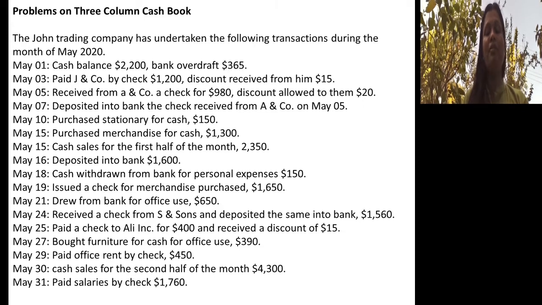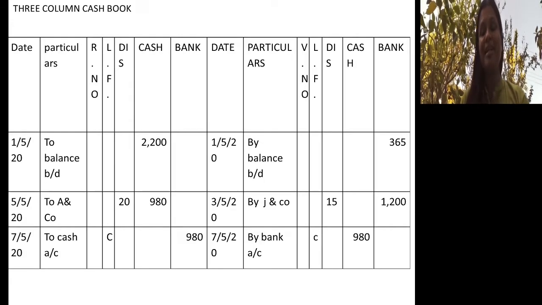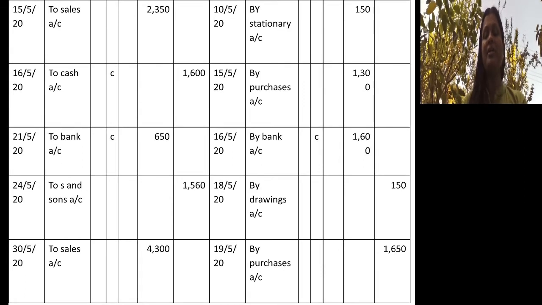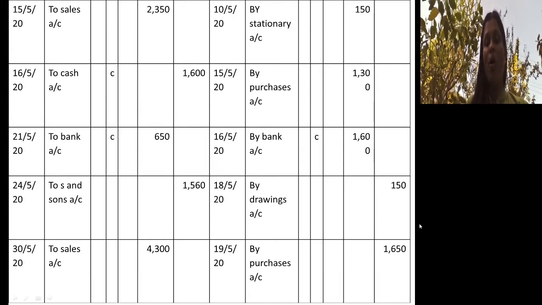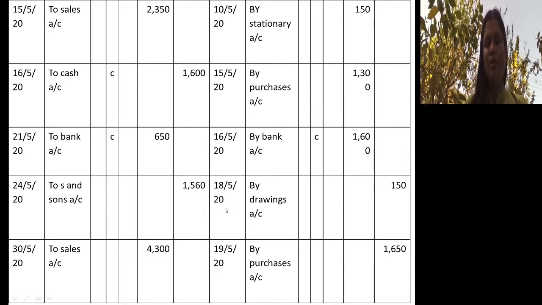As it is a withdrawal from bank, the journal entry is drawings account debtor to bank. Bank account should be credited. So on the credit side, by drawings in the bank column, I recorded 150 on 18/5/2020.